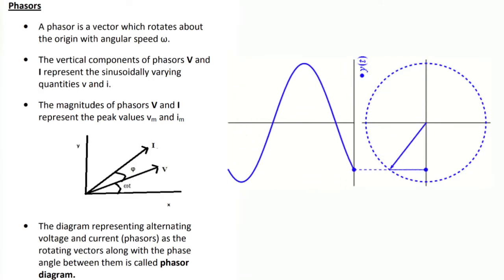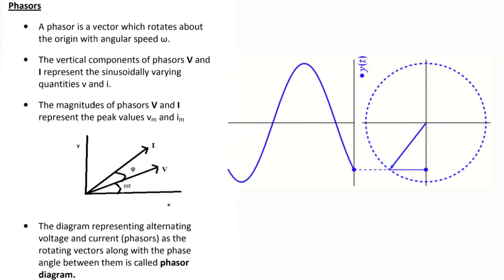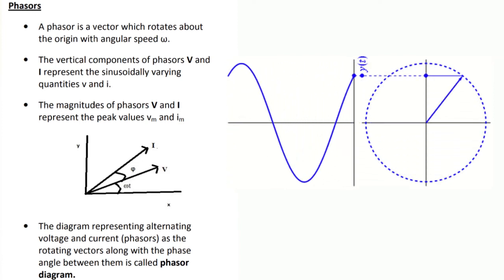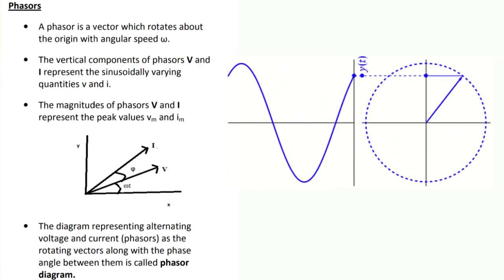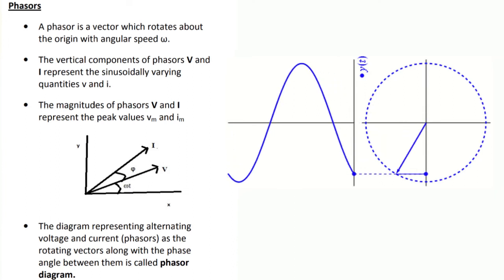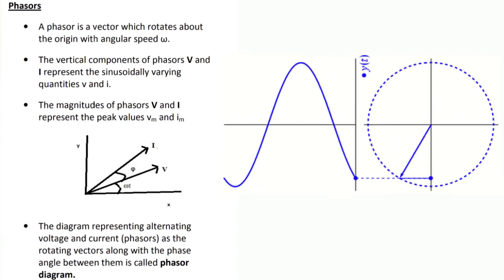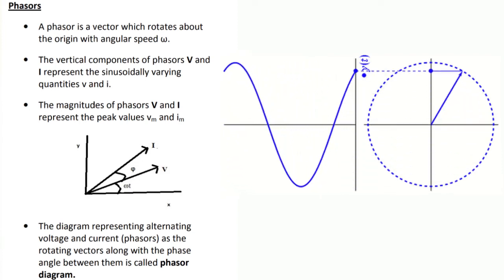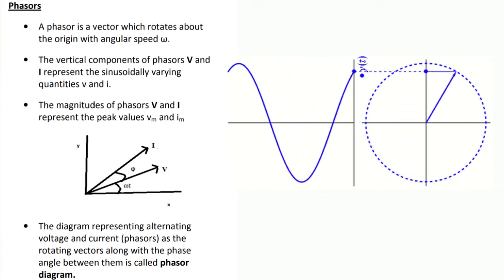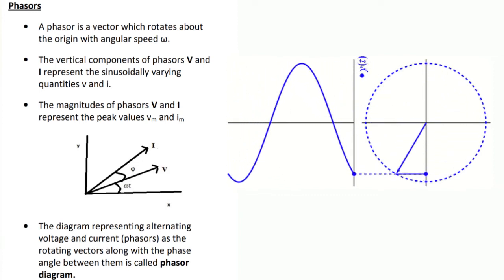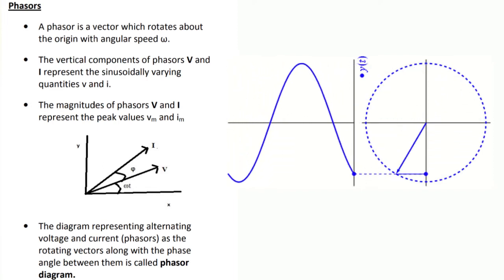Phasors. A phasor is a vector which rotates about the origin with angular speed omega. The vertical components of phasors V and I represent the sinusoidally varying quantities V and I. The magnitudes of phasors V and I represent the peak values Vm and Im.